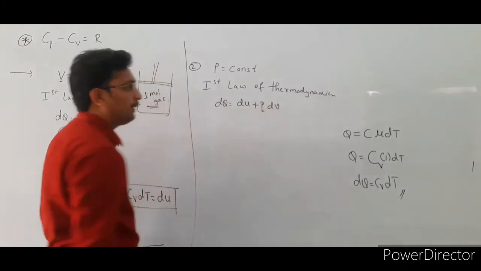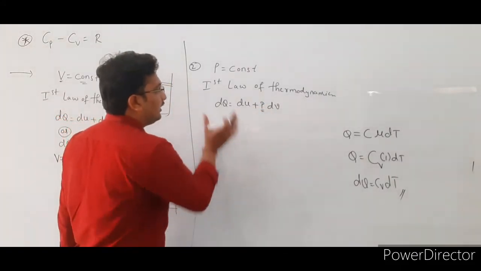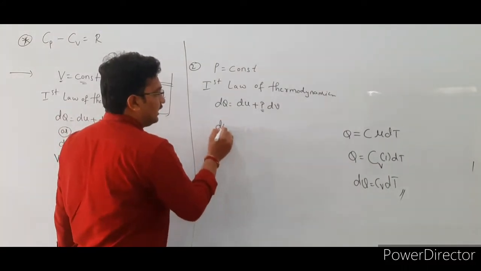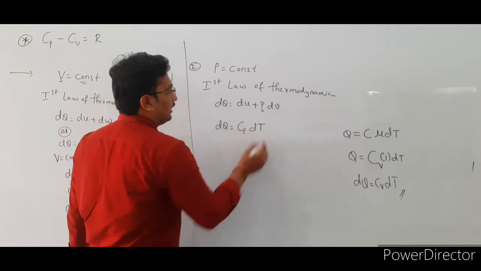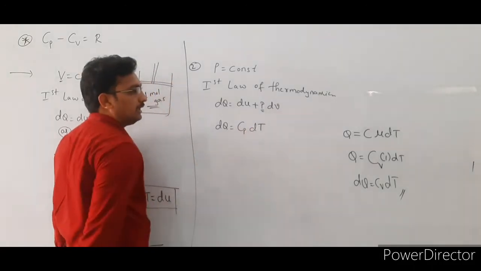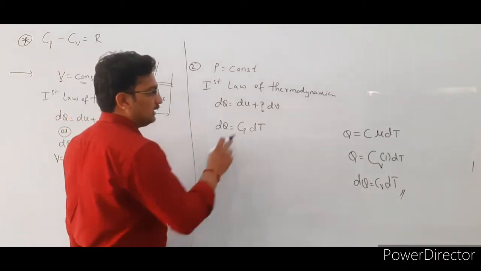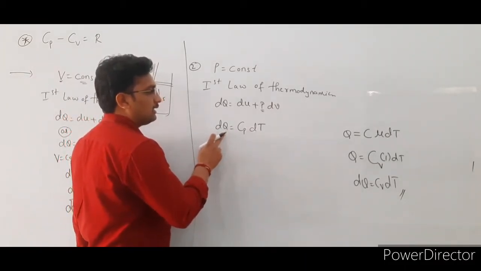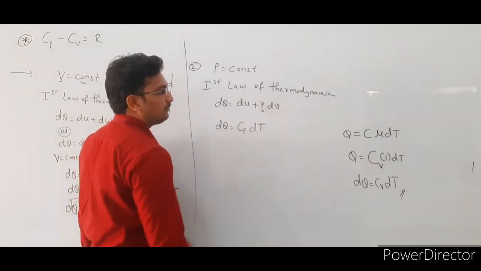So in this case pressure is constant, and here also we have supplied some quantity of heat energy to that system, that is dq is equal to Cp dt. Here also the number of moles is 1 mole of a gas, and dq, the quantity of heat energy supplied to the system at a constant pressure, is equal to Cp dt.